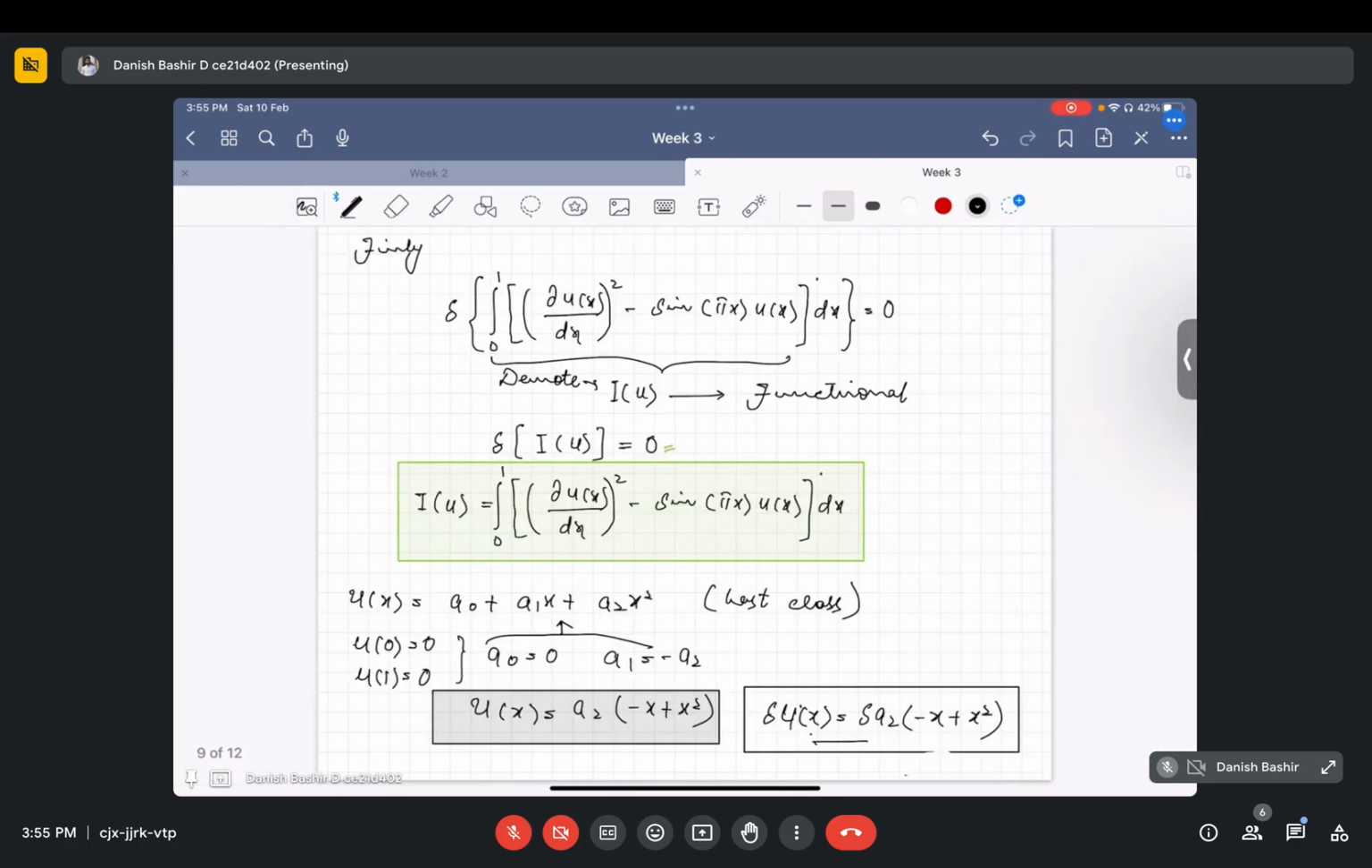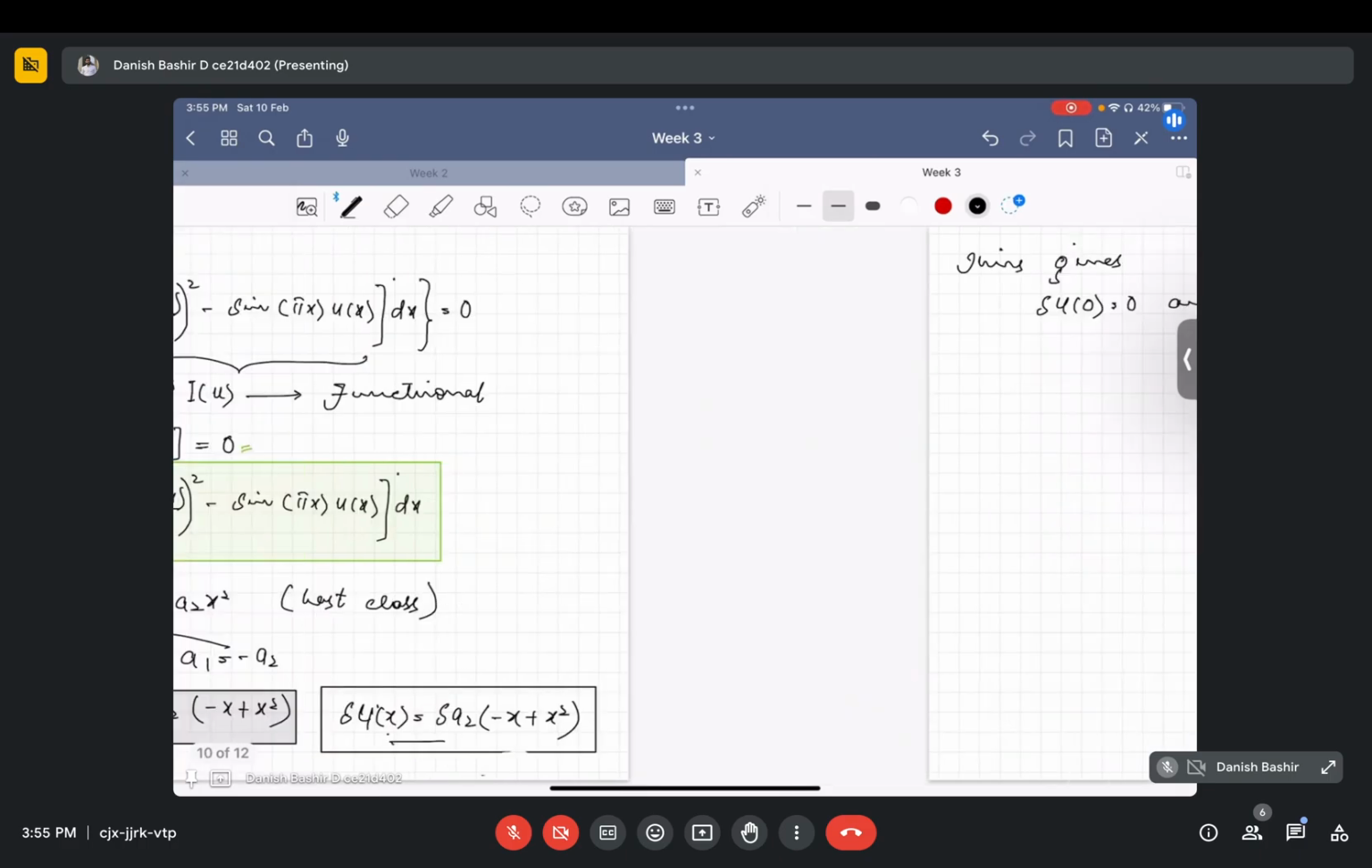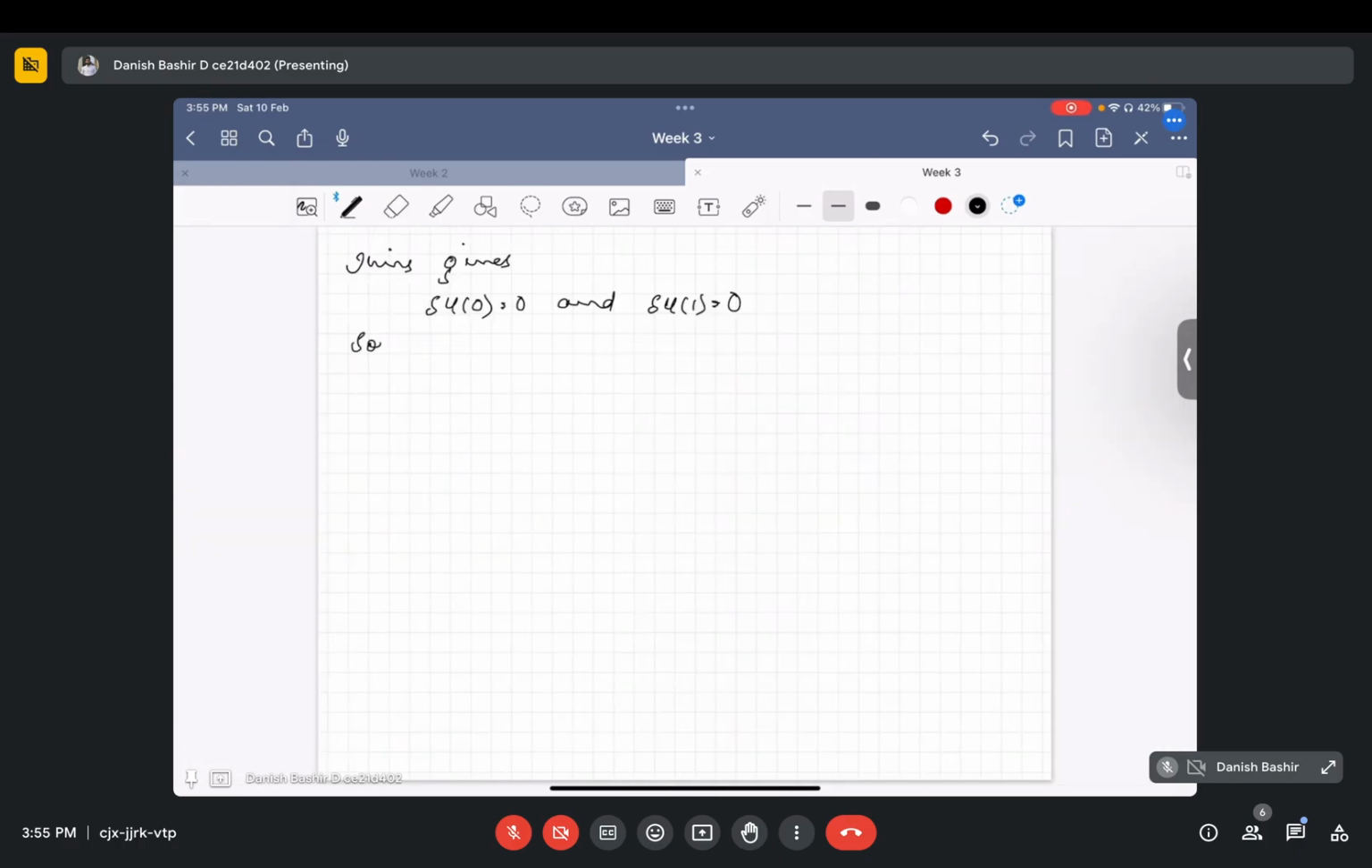So our functional will then be again the same thing. It is satisfying our assumption on boundary terms. Therefore our total functional I of u is again the same thing that we wrote already.